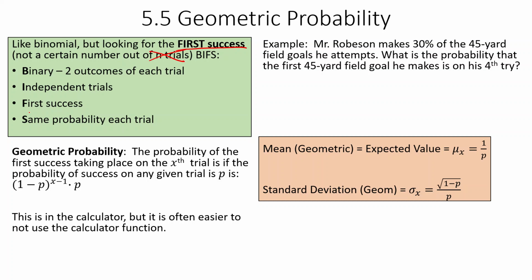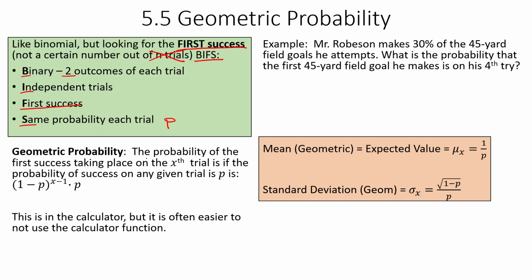So instead of BINS, we could say we have BIFS. It needs to be binary, two options. They need to be independent trials. We're looking for the first success, and the probability is going to stay the same for each one. Probability is going to be P. All we need to know is the number P, and that's it.